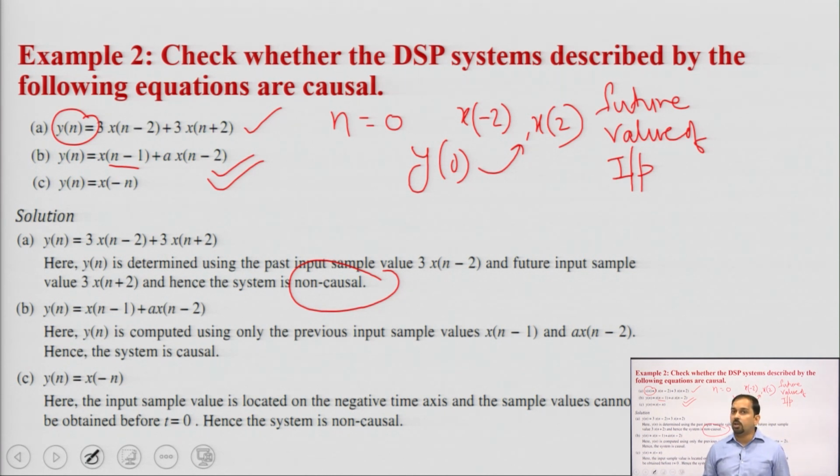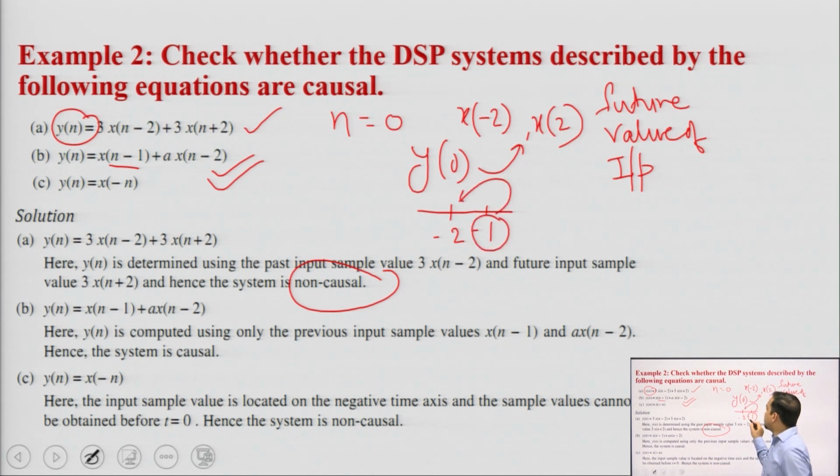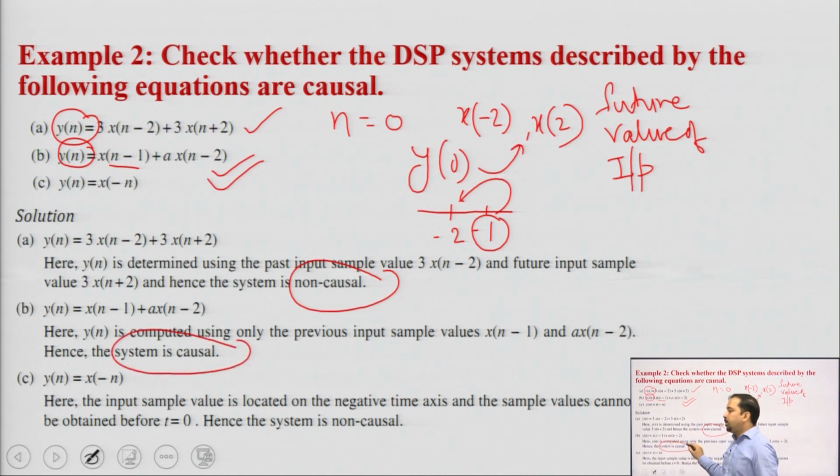Let us check some negative values also. y[minus 1] will be x[minus 2] and so on. With reference to minus 1, minus 2 is a past value, right. So, the output is always depending upon the past values of input. That is why the system is said to be a causal system.